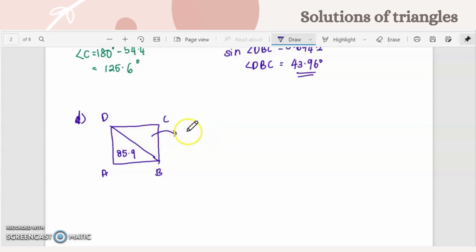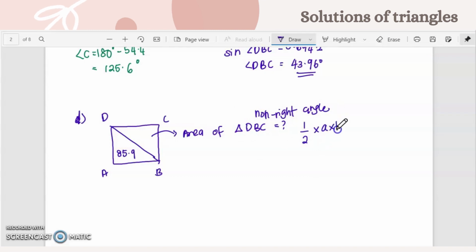So now you can calculate the area of triangle DBC. We can use the formula for the area of a triangle, since this is not a right angle triangle. Bila bukan right angle triangle, memang awak kena guna formula yang ada sine untuk cari area of triangle. Kalau dia adalah right angle triangle, that is not a big problem: you calculate the area by using 1/2 times the base times the height. You boleh guna that one for right angle triangle only. Jadi untuk non-right angle triangle, since DBC is non-right angle, kita akan guna formula 1/2 times a times b times sine C. So means that here kena ada dua side dan satu included angle.